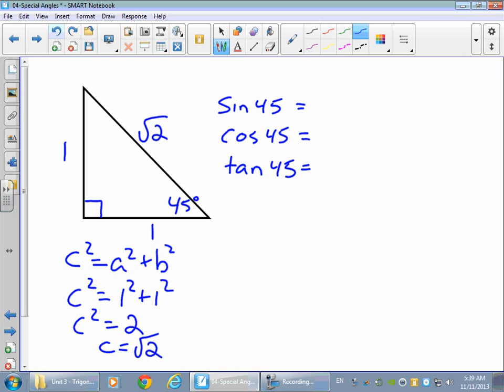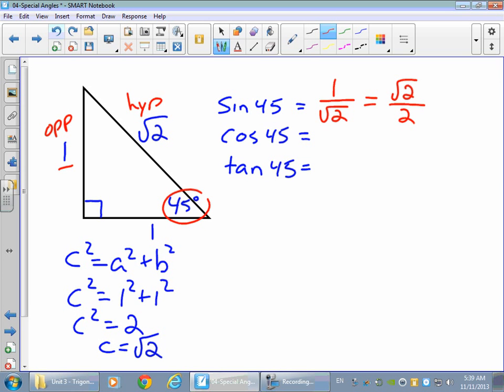So sine of 45 then, kind of starting from this key point, sine is my opposite over my hypotenuse. So sine of 45 is equivalent to 1 over root 2, which, just so you know, is the same as root 2 over 2 if I multiply top and bottom by root 2. Just in case you ever see it written the other way, sometimes you may, and it may throw you off.